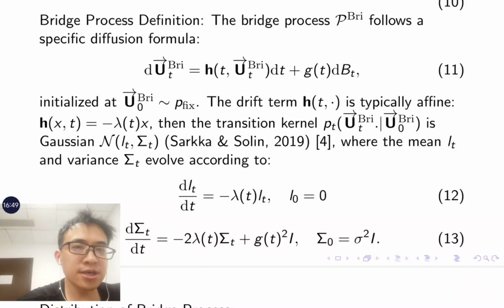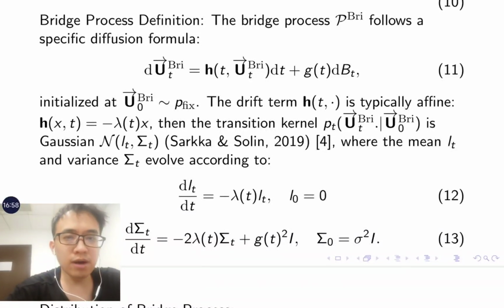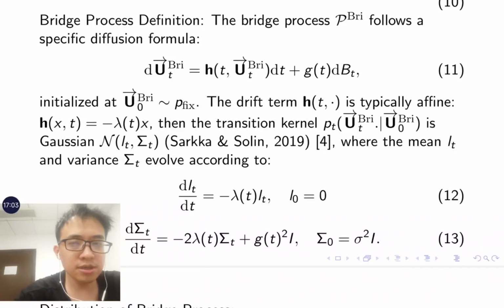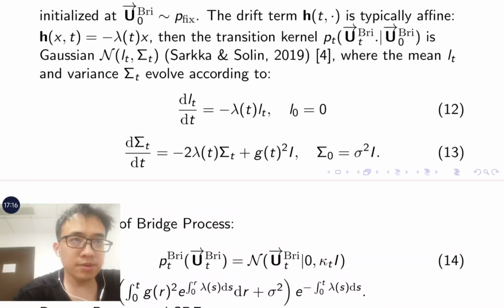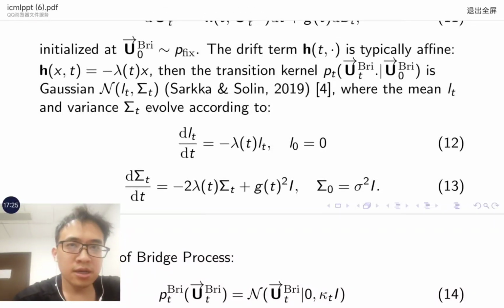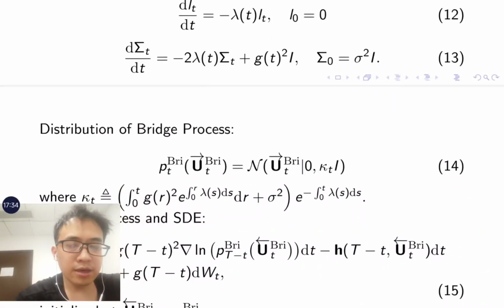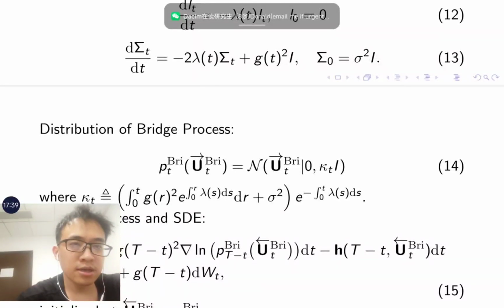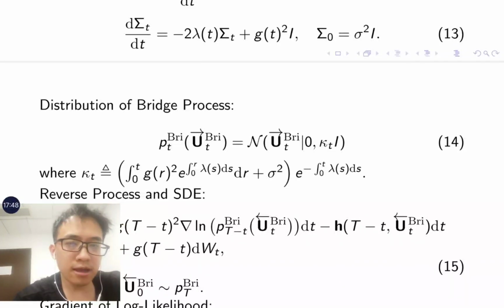According to classical SDE theory, we can obtain the involved equations, equation 12 and equation 13. And we found that these equations are both ODEs. So if we have the initialized points, we can compute this process by the ODE, and we obtain equation 14, and we finally get a Gaussian. Okay, this is the analytical solution of the bridge process.